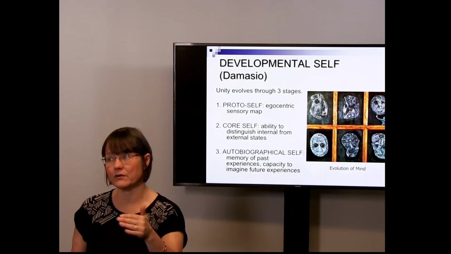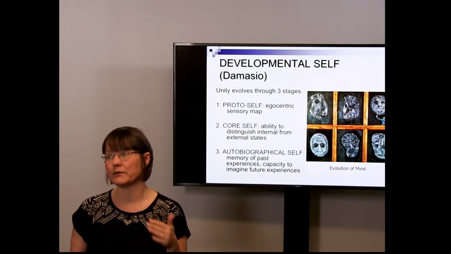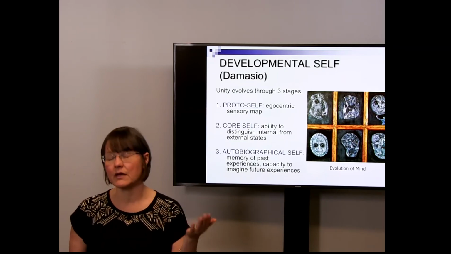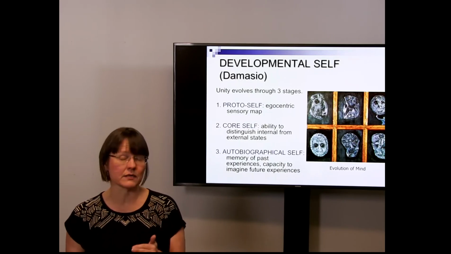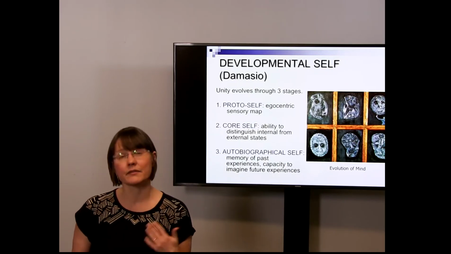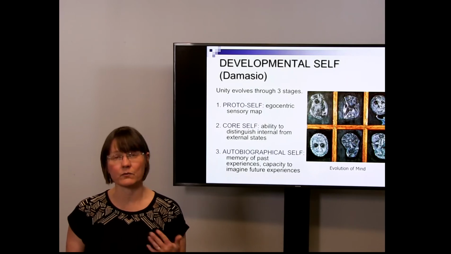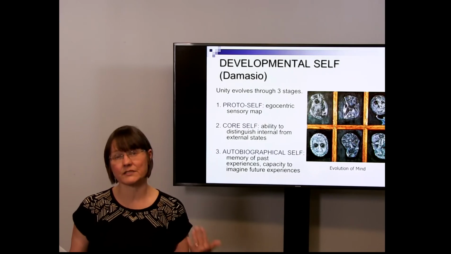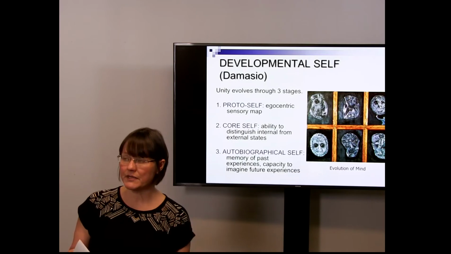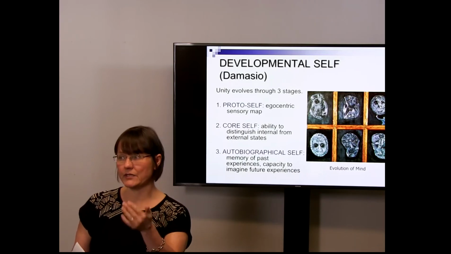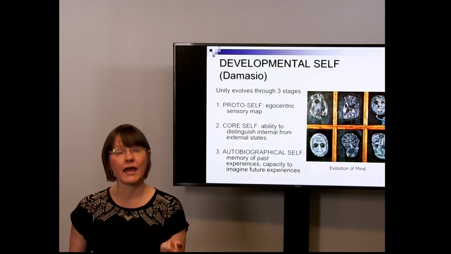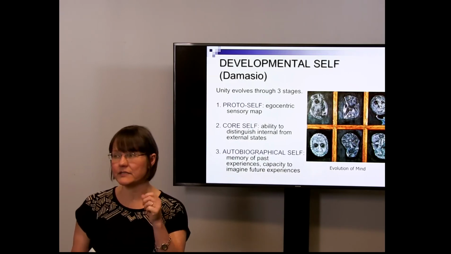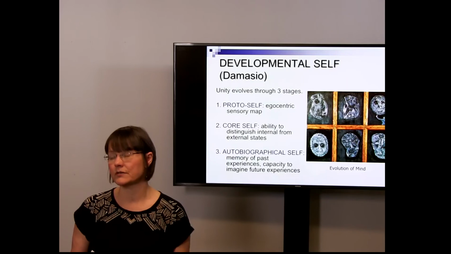You might be an animal that only has a core self. You might be an animal that only has a proto-self. Humans have autobiographical selves. So are we the only animals that have selves? This is something that you need to ask yourself and will help determine what constitutes the bundle. For Damasio, each level has a bundle. Each level is a kind of self. And what unifies the self is somewhat different at each stage.